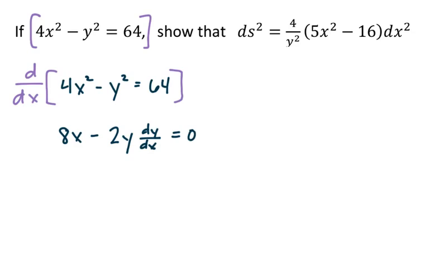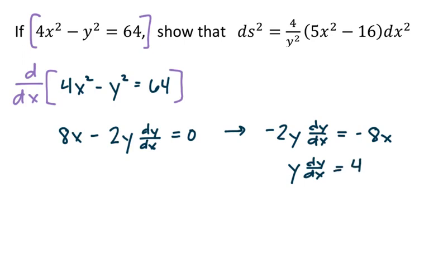So I can manipulate this, move things around. I'm going to move the 8x over to the other side, which gives me negative 2y dy dx equals negative 8x. At this point, I'm going to divide both sides by negative 2. That gives me y dy dx equals 4x, and I can multiply by the dx: y dy equals 4x dx. The main purpose of this is just showing you that we can manipulate all of these separate pieces. So let's look at what we have.